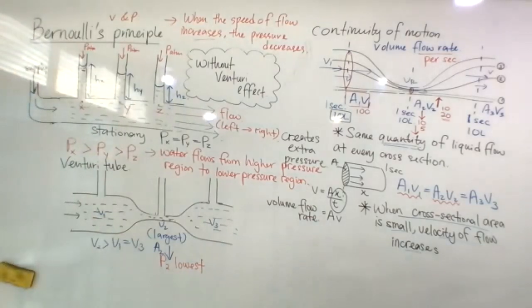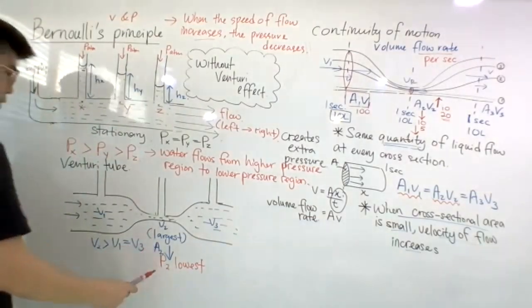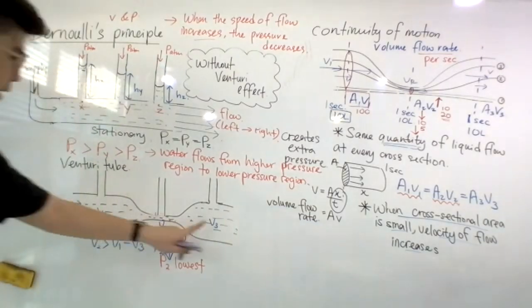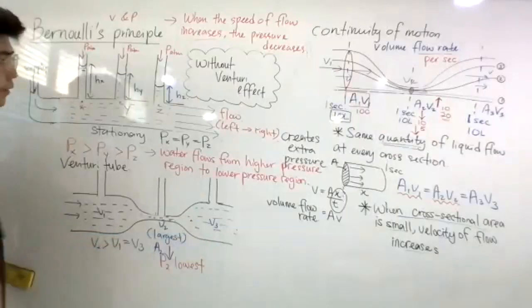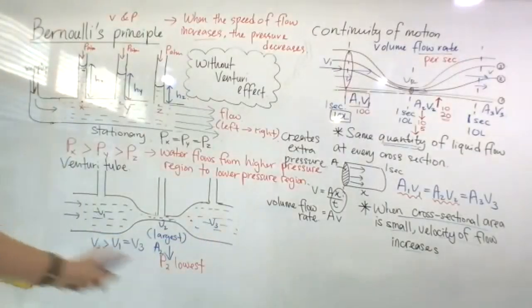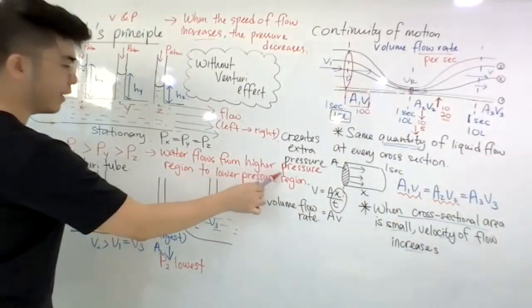Because the speed increases, the speed is the fastest. Okay, speed is the fastest, pressure is the lowest. Now, what about here and here? This one and this one, from here, water flows from higher pressure.